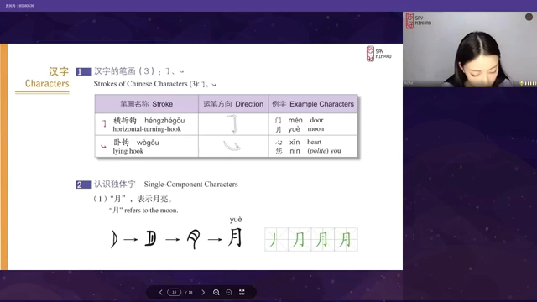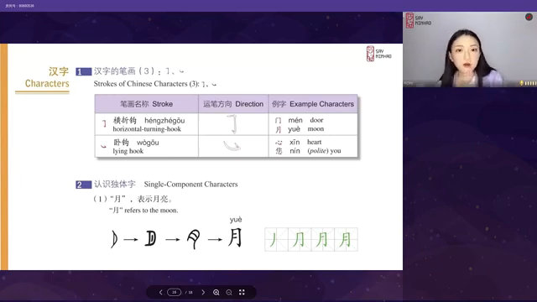Now let's move on to the next part, which is the strokes for today. Strokes. The first new stroke is this thing, 横折钩, which means horizontal turning hook.